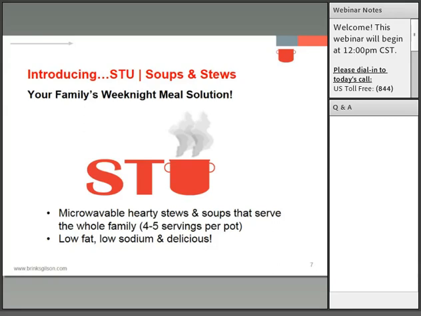There are 4 to 5 servings per pot, and the product itself comes in a red stew pot looking vessel. So the package really is a big part of this product. It's going to be a shelf-stable product that will be stored on grocery shelves next to a lot of other packaged goods, kind of middle of the aisle type of product.